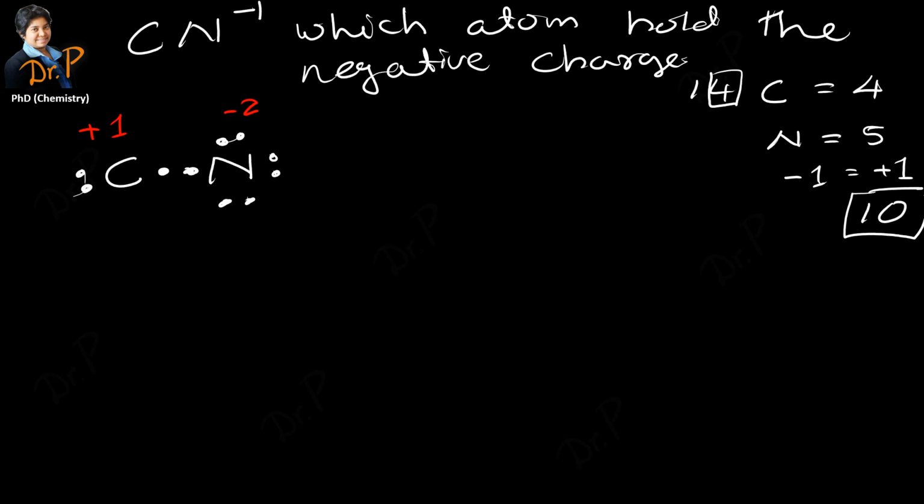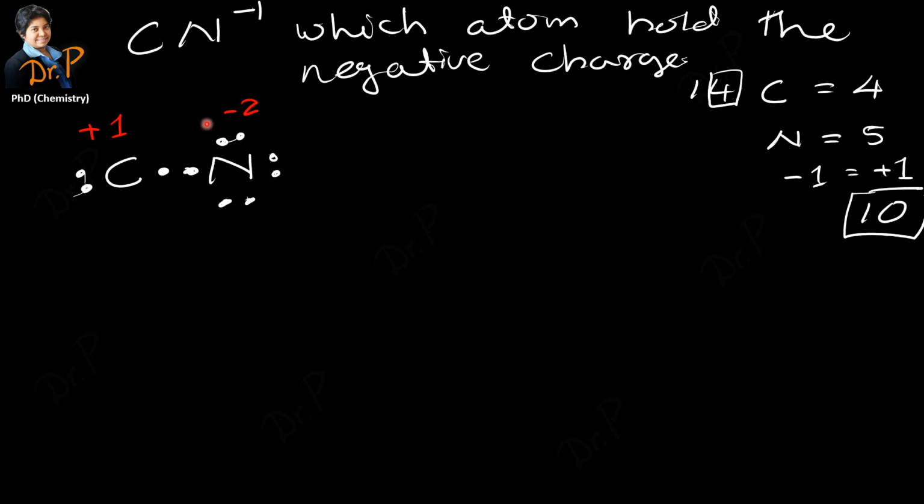Now, why did we even start drawing these Lewis structures? The reason is we are asked to find which atom is holding the negative charge. So you have to know that you have to come up with the formal charges. If you want to come up with the formal charges, you actually have to have some sort of a Lewis structure in your hand. So that is why we are doing the Lewis structure. So the first step in solving this problem is coming up with the proper Lewis structure.